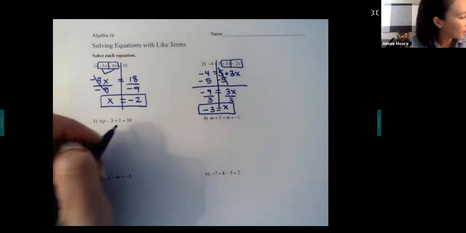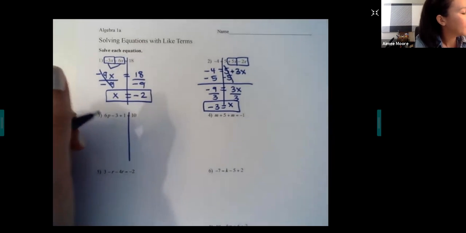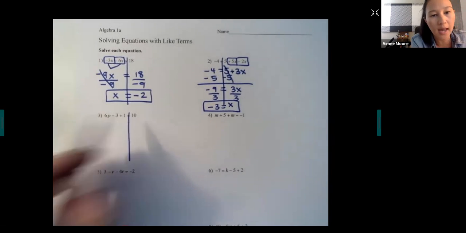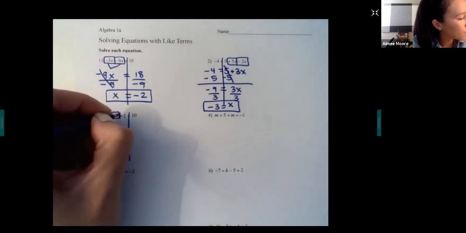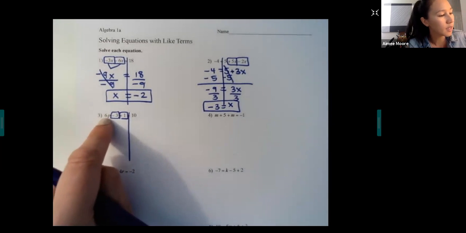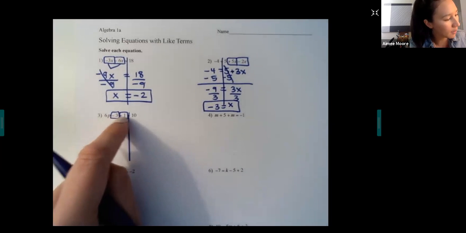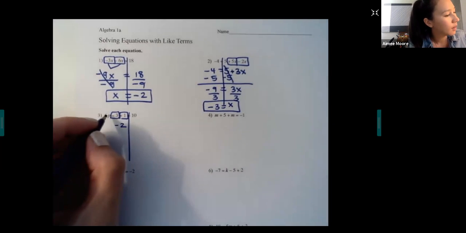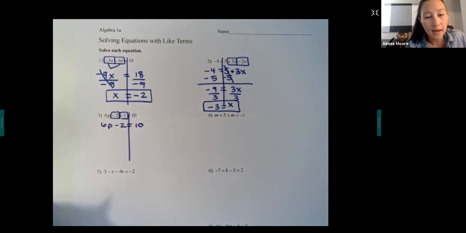Okay, let's try number 3. We'll draw our wall. Then we identify our like terms. So what can we combine here? We have 6p, a -3, and a +1. So our like terms this time are -3 and +1. We can't combine the p because this one has a p and these ones don't. So then we have -3 plus 1, which is -2. And then we bring down our 6p and we bring down our 10.